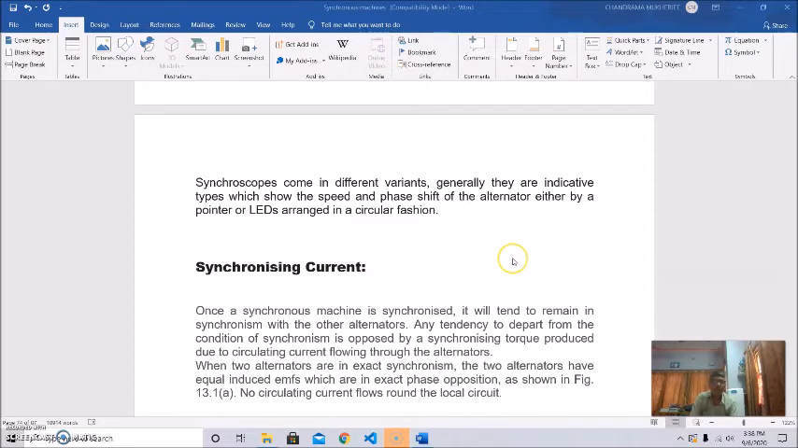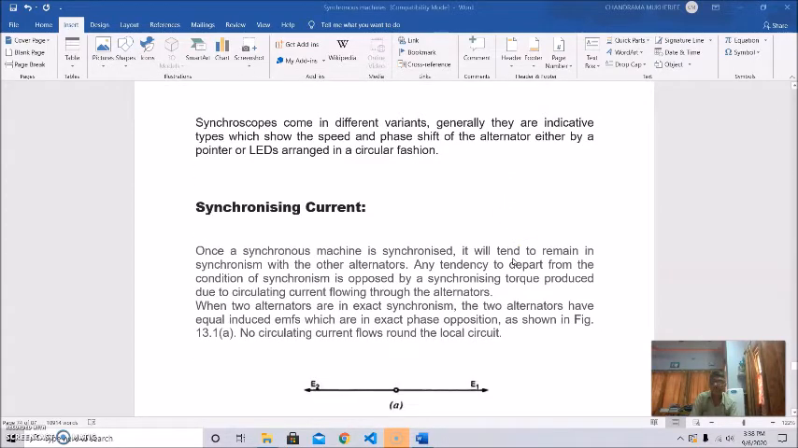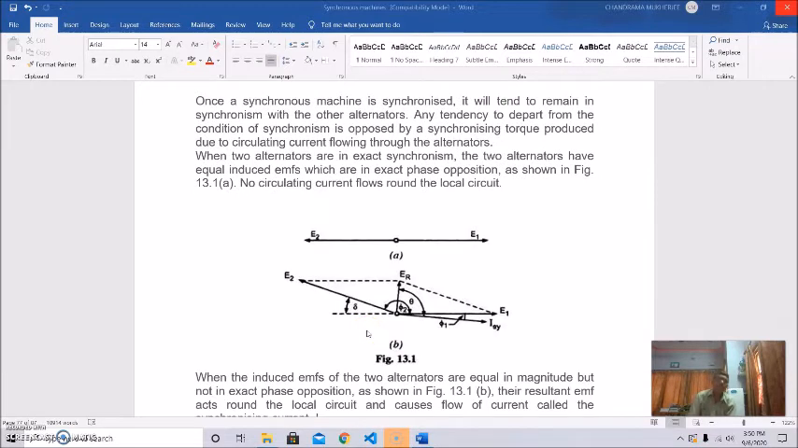Now we'll talk about synchronizing current. Once a machine is synchronized, it will tend to remain in synchronism with the other alternators. Any tendency to depart from the conditions of synchronism is opposed by a synchronizing torque produced due to the synchronizing current between the alternators. When two alternators are in exact synchronism, the two alternators have equal induced EMFs which are exactly in phase opposition.